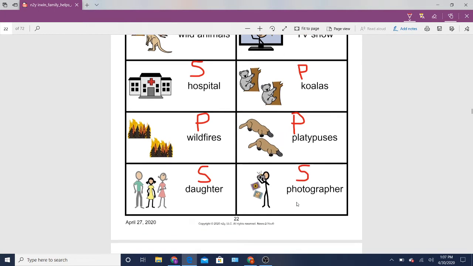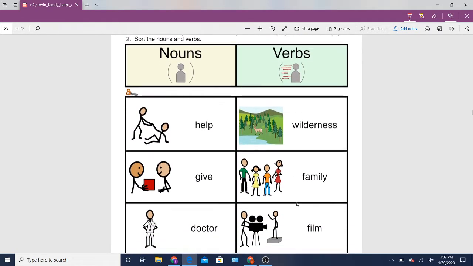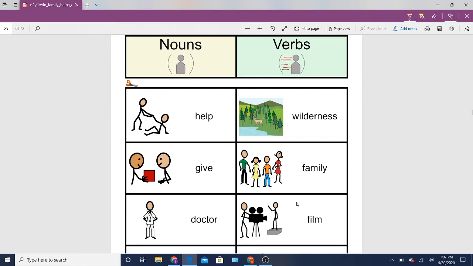All right, let's go on to the next sheet to remind us and do a review of nouns and verbs. And again, when we did this in class, we didn't cut them apart. We were just writing an N if it's a noun and a V if it's a verb. Now remember, a noun is a person, place, or thing. A verb is an action word or something you do. Help. Can you help someone? Yes, you can help someone. So that is something you do, which means it's a verb. So we're going to write a V.